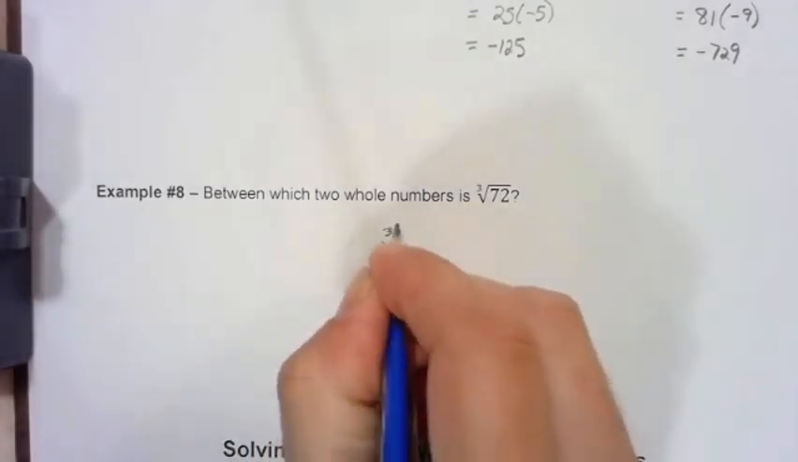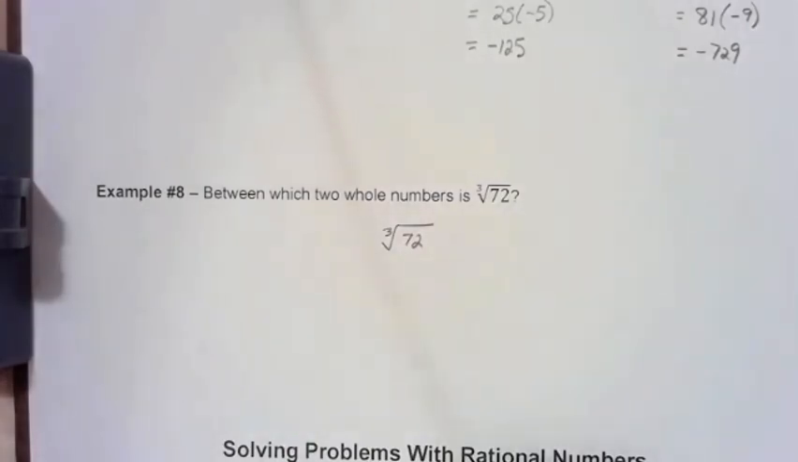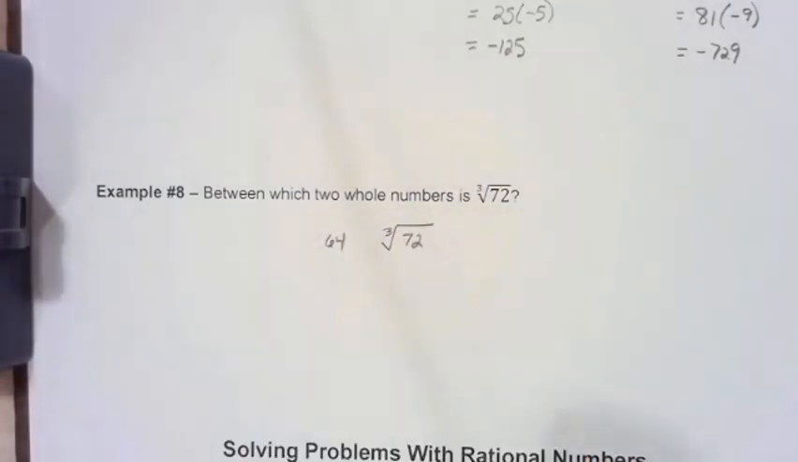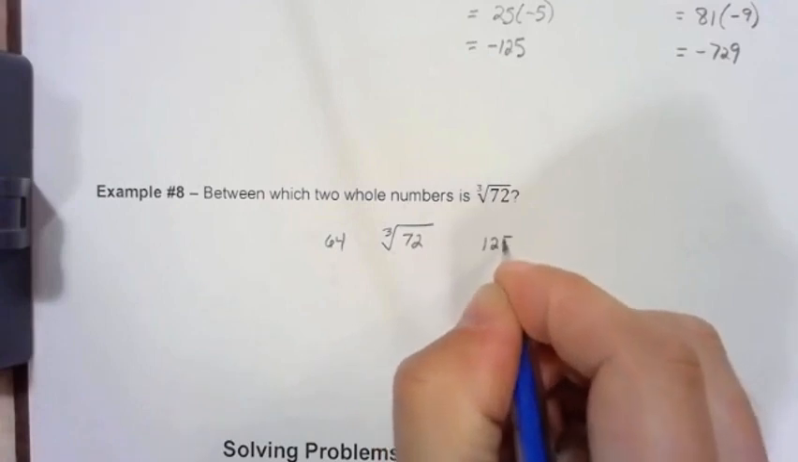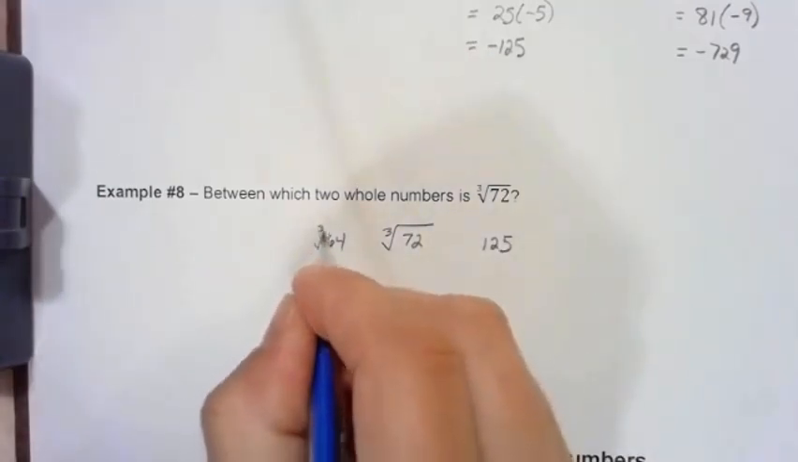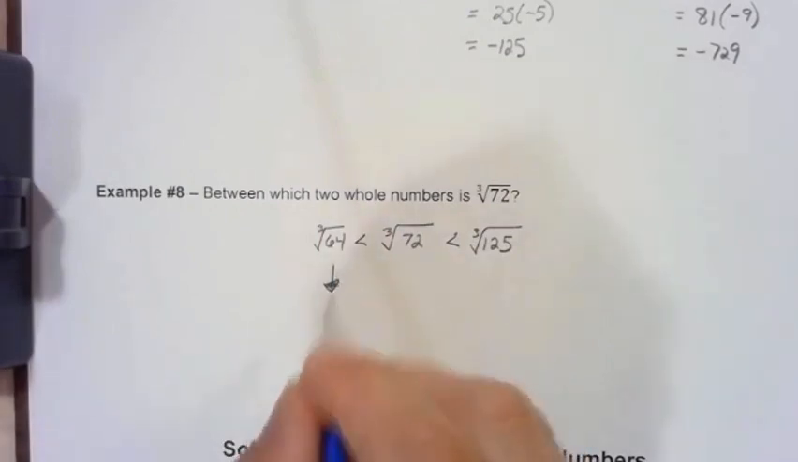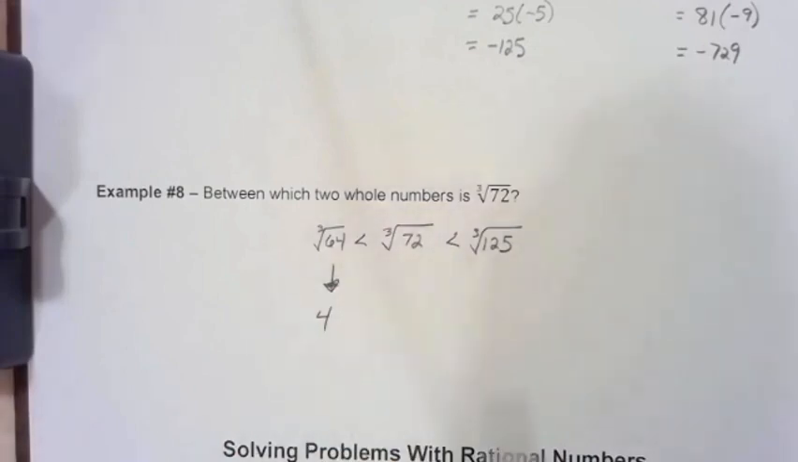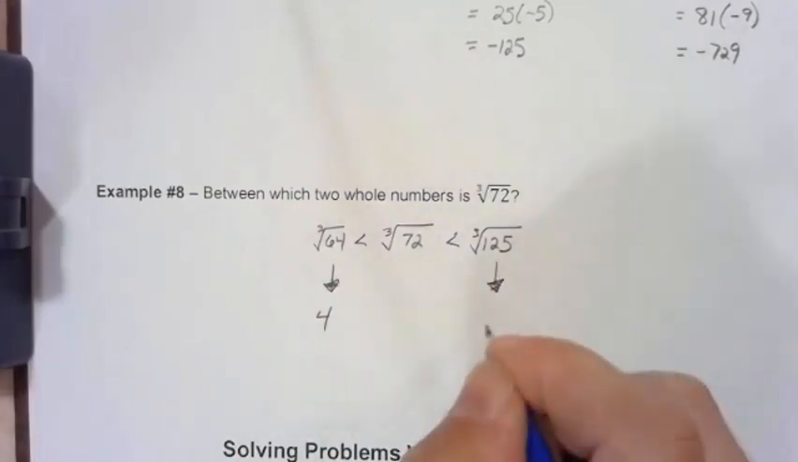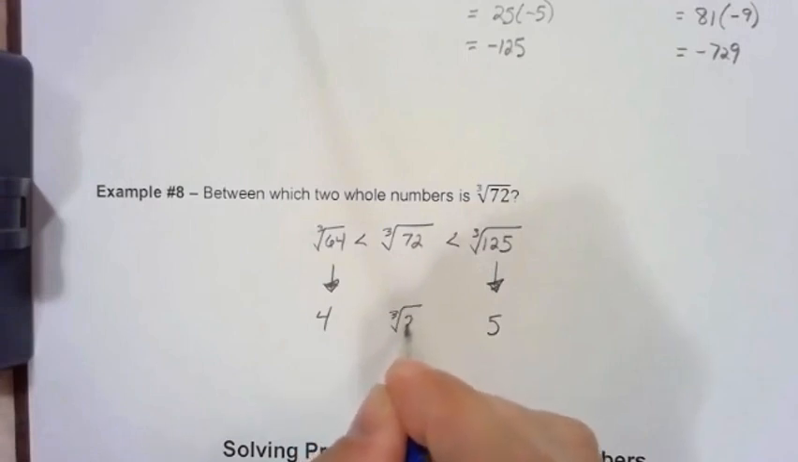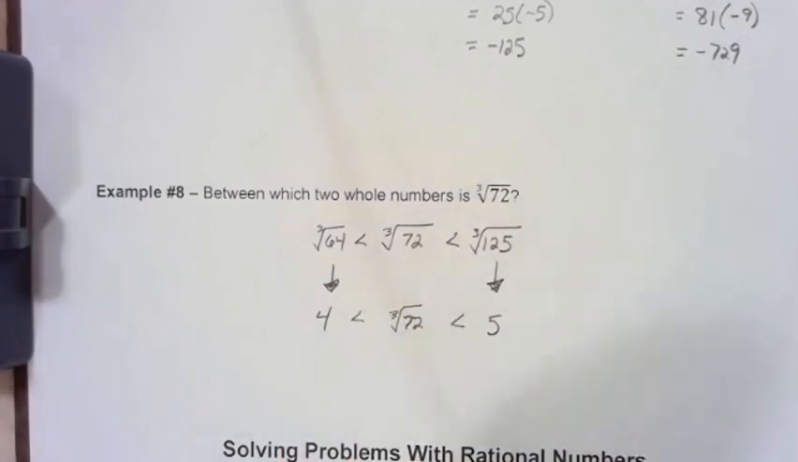So I have my cube root of 72. That's going to have to be between two perfect cubes. The first perfect cube less than 72 is 64, and the first perfect cube more than 72 is 125. If I take the cube roots of those numbers, then the cube root of 72 is going to have to be between those because 72 is between 64 and 125. The cube root of 64 equals 4, because 4 times 4 times 4 is 64. And the cube root of 125 is 5, because 5 times 5 times 5 is 125. So the cube root of 72 must be somewhere between 4 and 5.